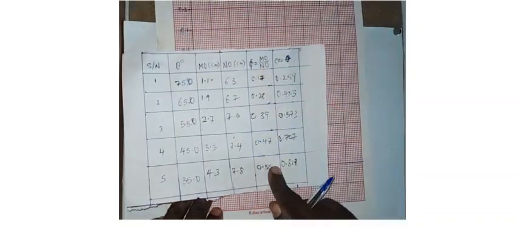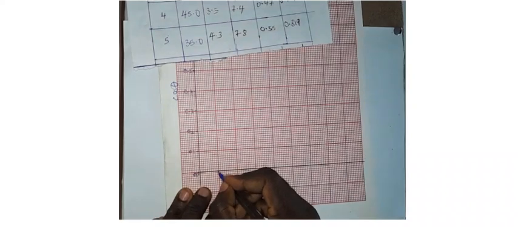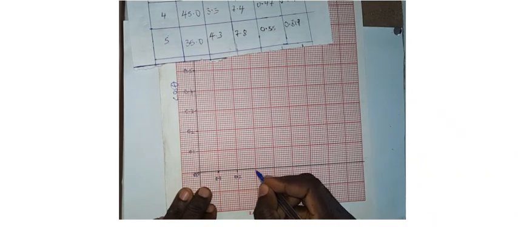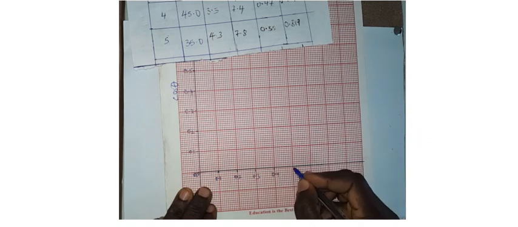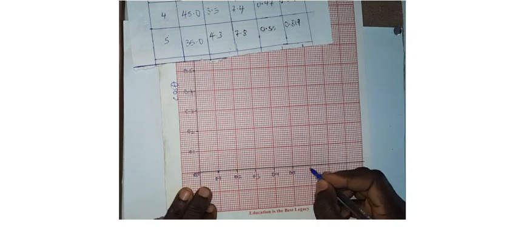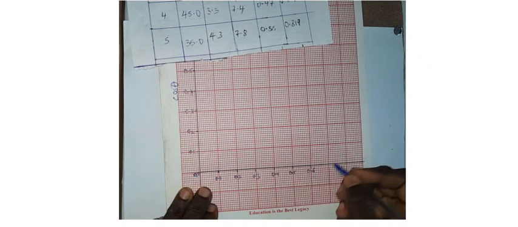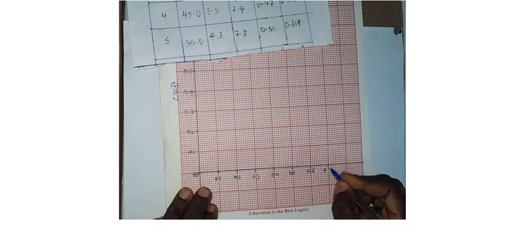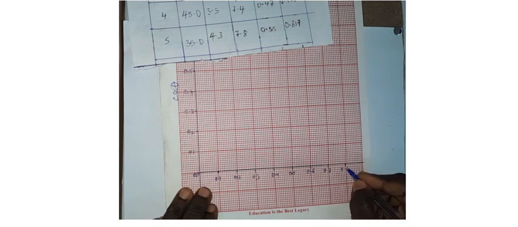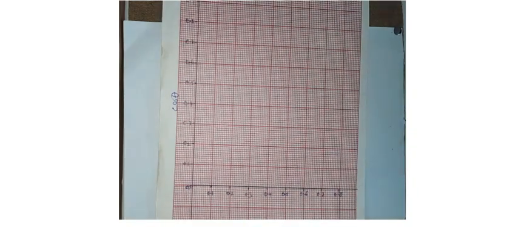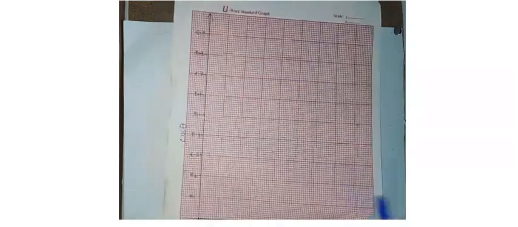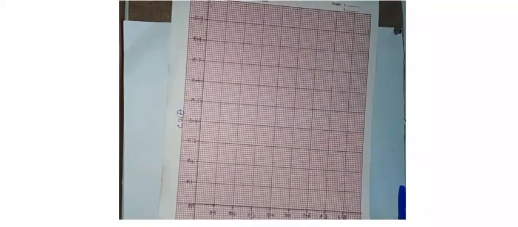So we have from 0.1 to 0.6. So I'm going to have 0.1, 0.2, 0.3, 0.4, 0.5, 0.6. I can extend it to 0.7 or even 0.8, because all you want to do is to ensure that your graph is large enough. So you can see that I have used almost more than 2/3 of this graph.